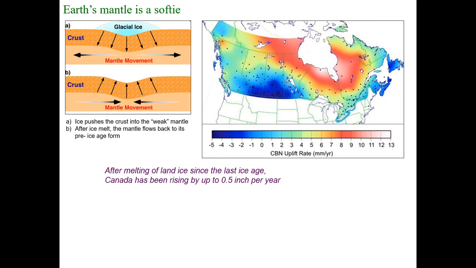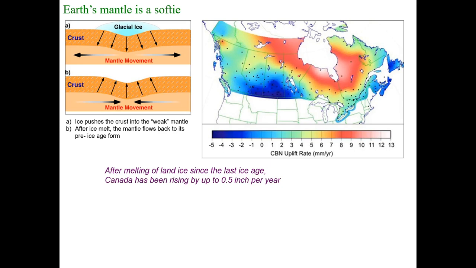Earth's mantle is really kind of soft. My title for this slide is "Earth's mantle is a softie," and I just wanted to illustrate that fact with a cool real-life phenomenon that's occurring right now that I think is really neat. It might surprise you, but large parts of Canada right now are rising. Canada's rising. It's literally getting higher and higher every year.